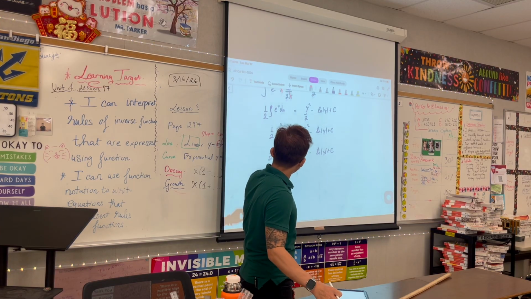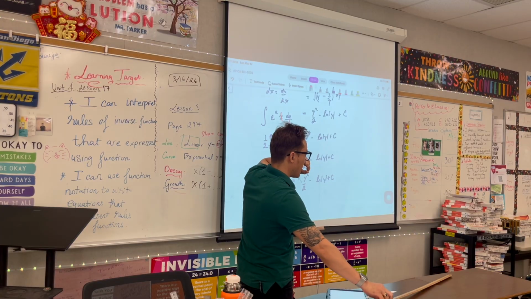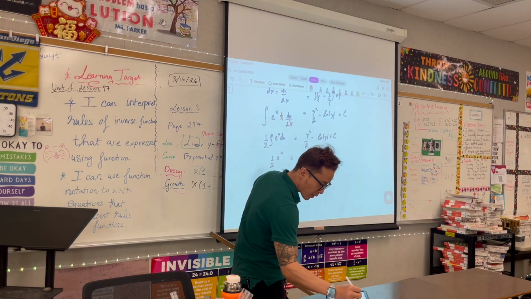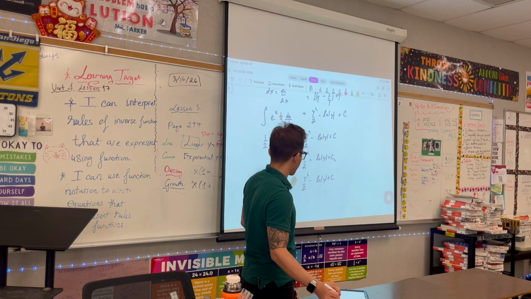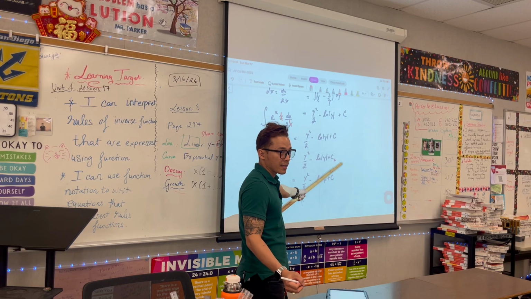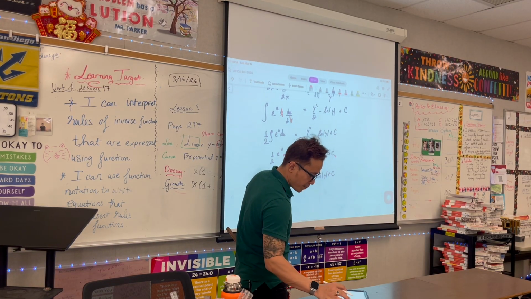Do you wonder why I only have one c? You're supposed to have a c on each of the two sides, like c1 and c2 here, but because they're still constants, I can make them into just one c.